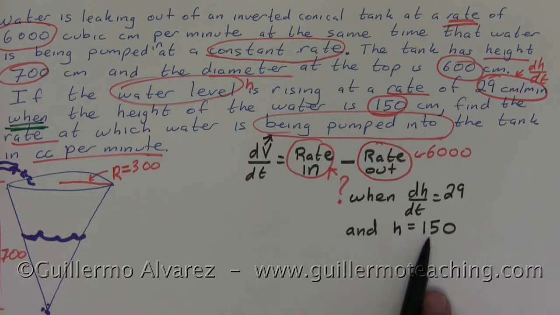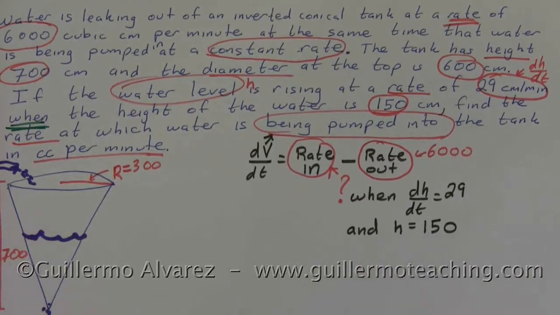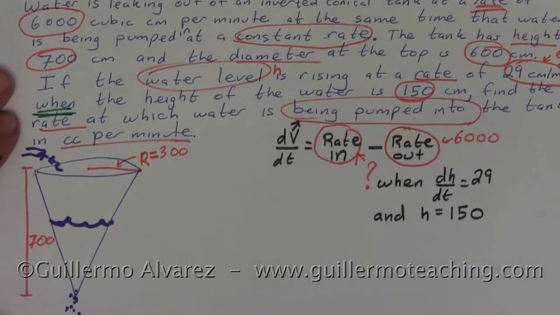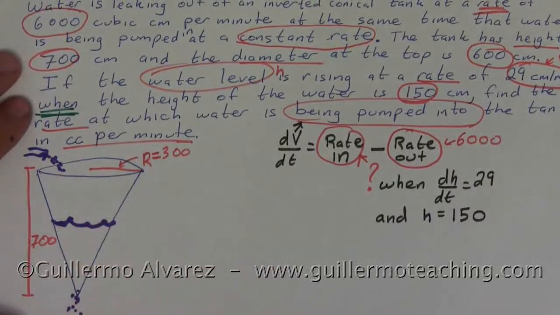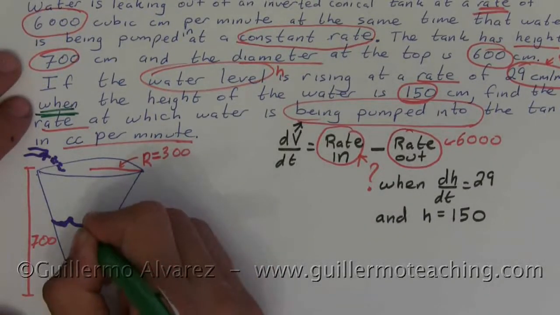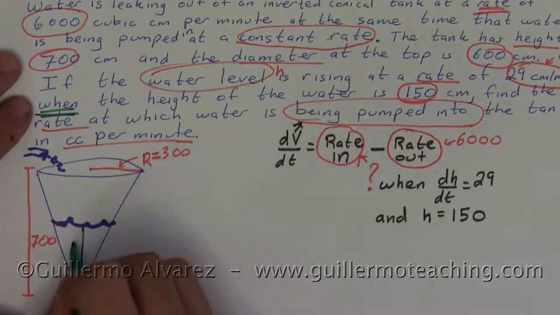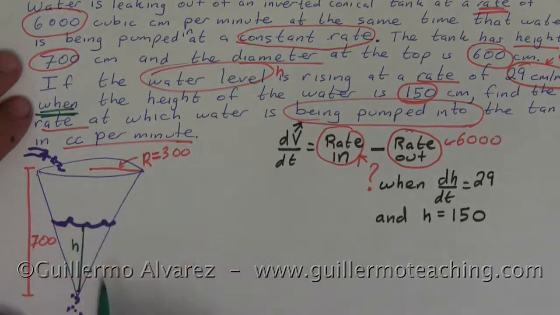Okay, so that's good. Now let's finish labeling our picture over here. If we draw a little line here, this is the water level right here. This is H.